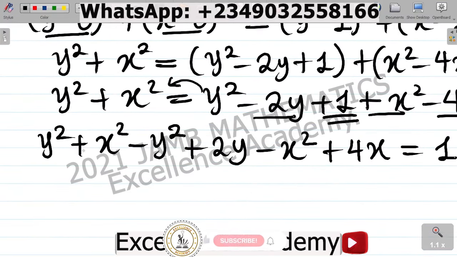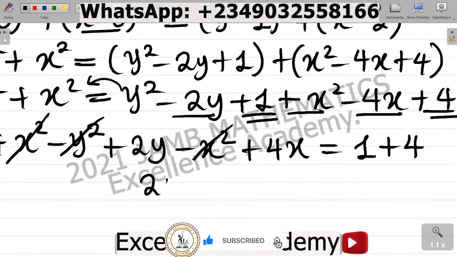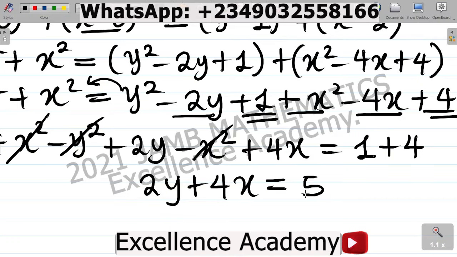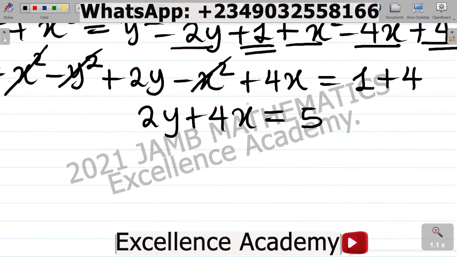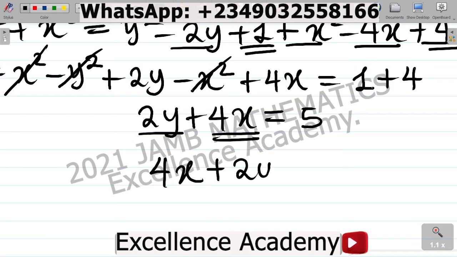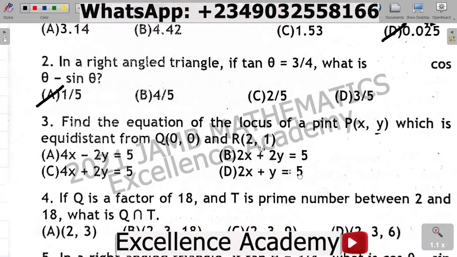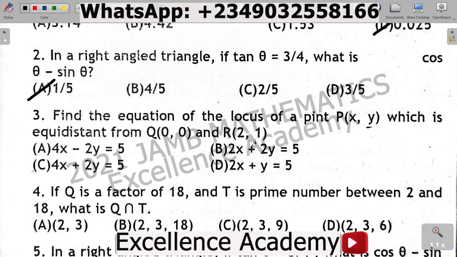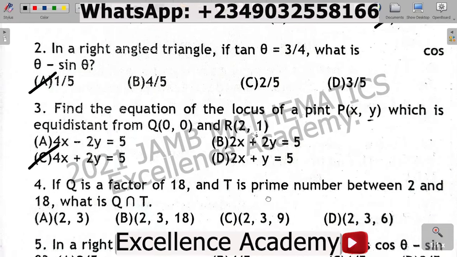From here, Y squared minus Y squared cancels. X squared minus X squared cancels. You're left with 2Y plus 4X is equal to 4 plus 1, which is 5. So let's see if you have any option as 2Y plus 4X equal to 5. Or let's take X first: 4X and then Y next, plus 2Y is equal to 5. Let's see if you have 4X plus 2Y equal to 5. That's option C. That's the correct answer. 4X plus 2Y equal to 5.